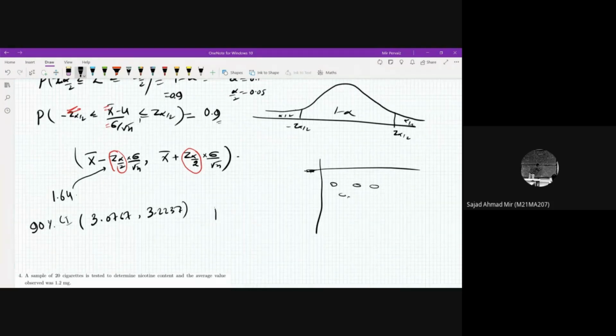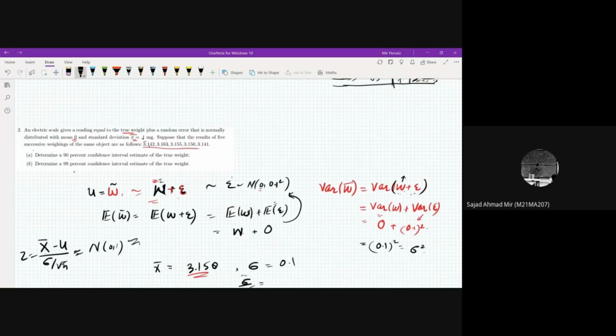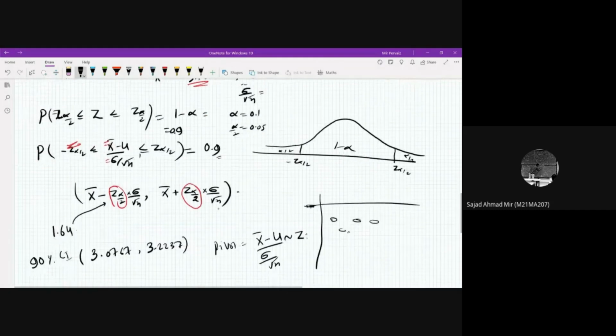The pivot was the normal distribution, with sigma by root n. This was my pivot. Now in part 2, it is saying that instead of 90%, now calculate the 99%. So what will change in the next part? Instead of 0.90, you will be having 0.99. Now your alpha will change here, and the process will remain the same.